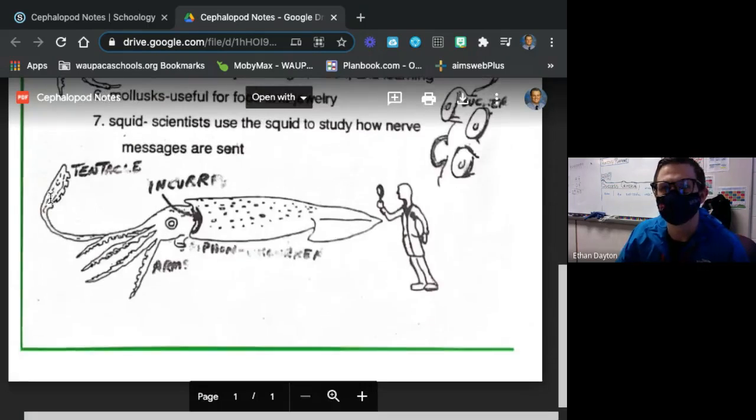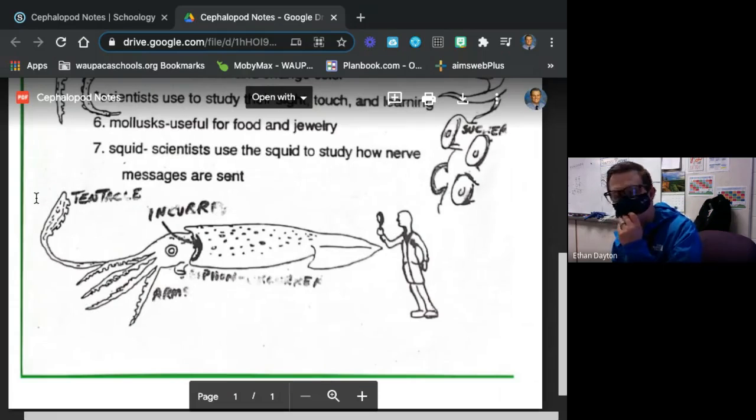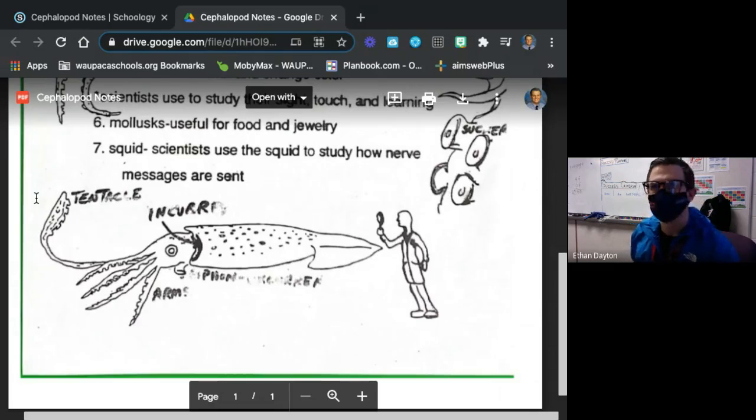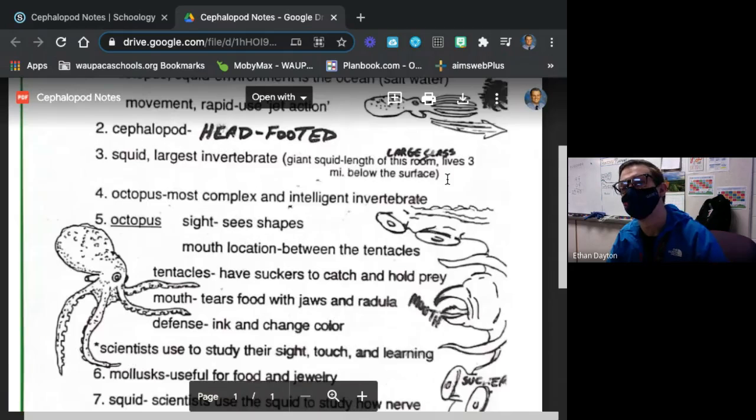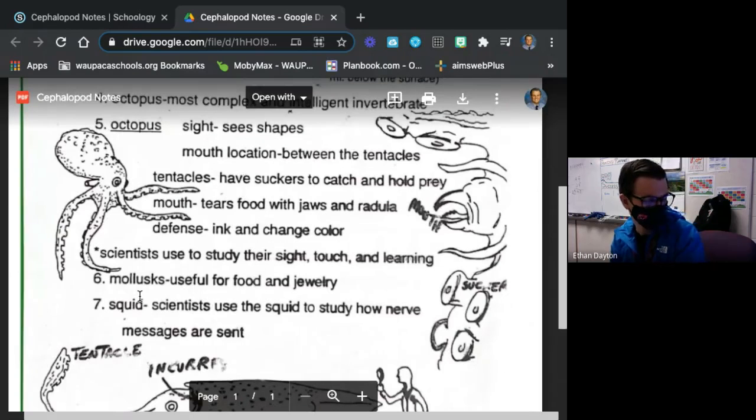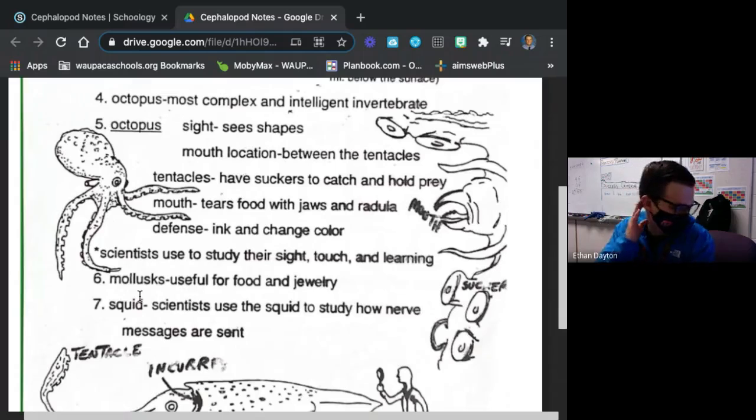Good. Why do scientists study squid, Emily? How the nerve messages are sent. Yep, very good. They have a nice nervous system that's easy for us to study, large axons. And why do they study octopuses, Ryan? Right here. Study the site. Yep, okay. Let me see, anything else that I want?